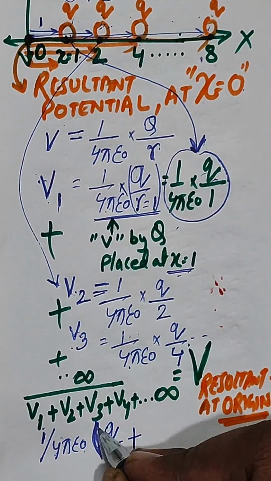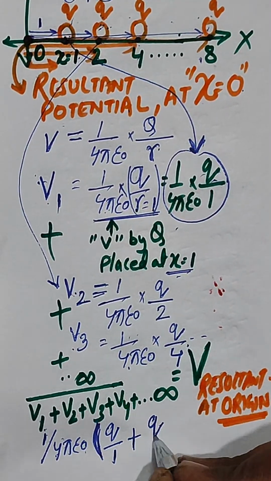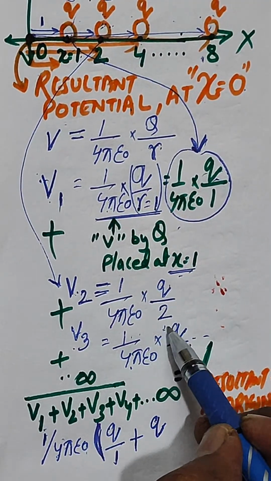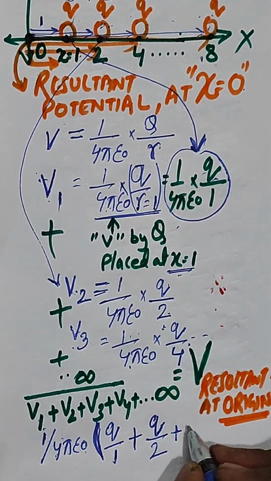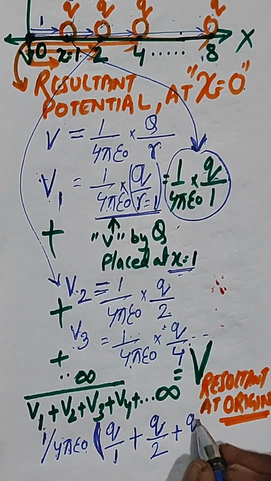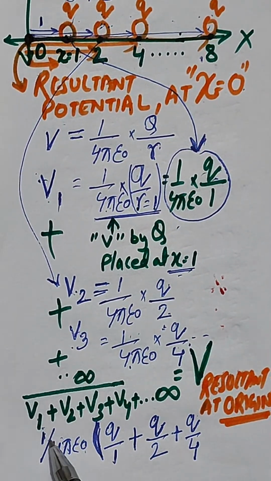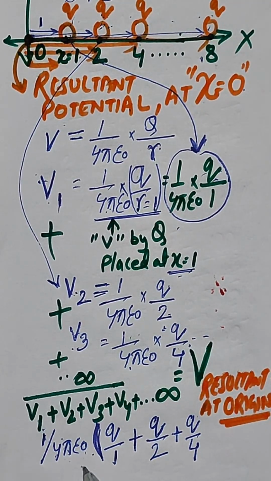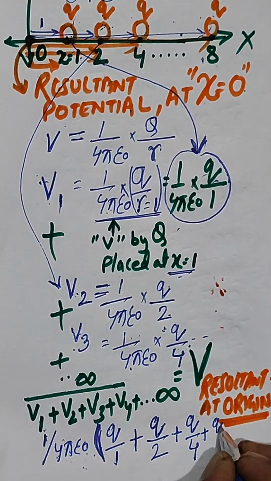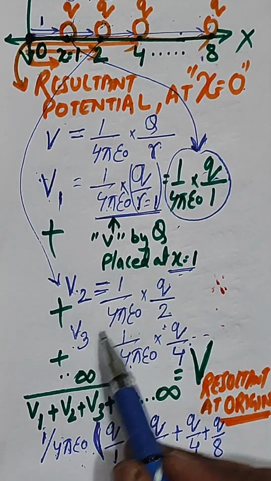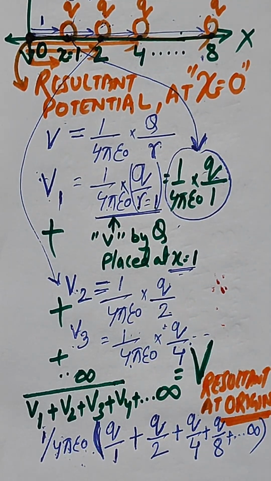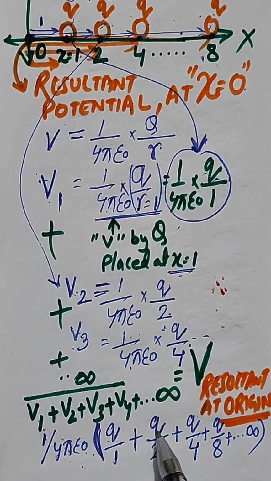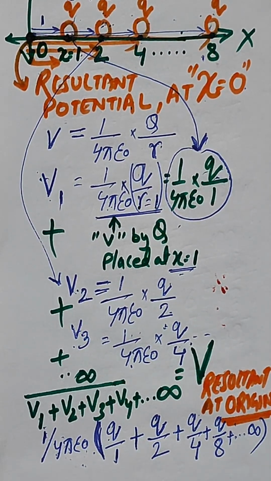Similarly for V2, 1 by 4 pi epsilon 0 into q by 2 here. This is 2, so it will be q by 2, plus for the third one it will be 1 by 4 pi epsilon 0 q by 4. What I did, I have taken 1 by 4 pi epsilon 0 as common, right? Similarly q by 8 for the fourth one here, like that till infinity, right? So my dear friends, you can in fact take q common from all this, okay? Then this will be a geometric progression.